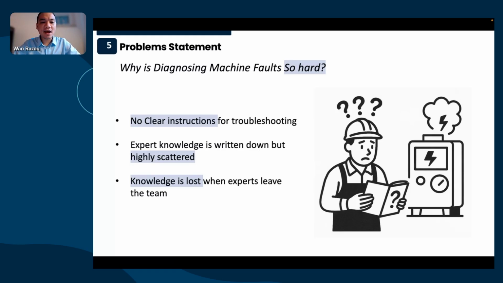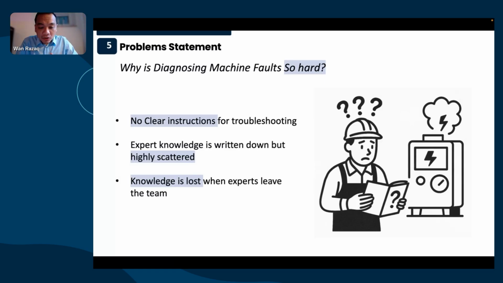The second problem is that expert knowledge is written down but highly scattered. This is a problem that we can see in many manufacturing companies, especially small to medium-sized companies, because the knowledge about the faults is saved, let's say, in an Excel file, and it is scattered over years. They don't have a system like a maintenance system for saving and managing that. So the knowledge is highly scattered.